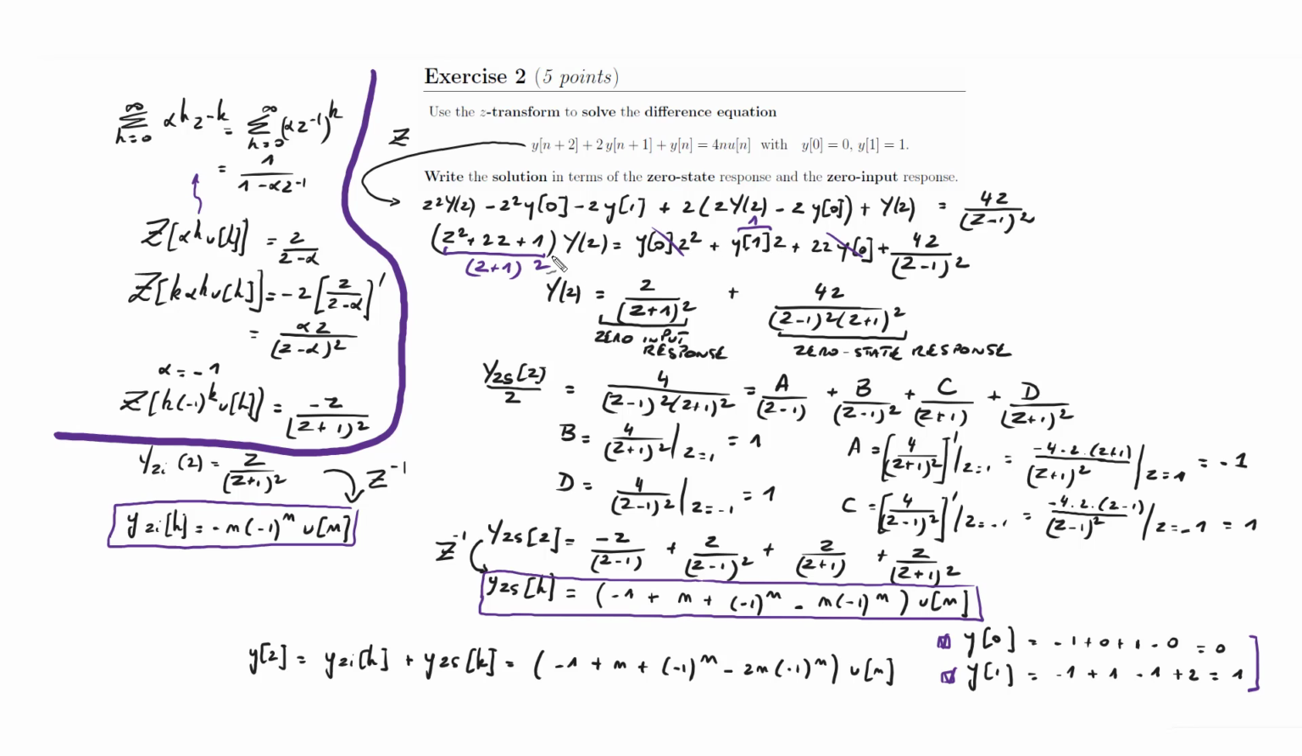We can now divide by z plus 1 squared, and we have an expression of y of z in terms of the 0 input response, right? This is the response if at this side of the difference equation we would have 0, and so if the input would be 0, this is the response that comes from the initial conditions, right? And the other term comes solely from the input signal. So this is the response if all the initial conditions are 0, right? So 0 input response and 0 state response.